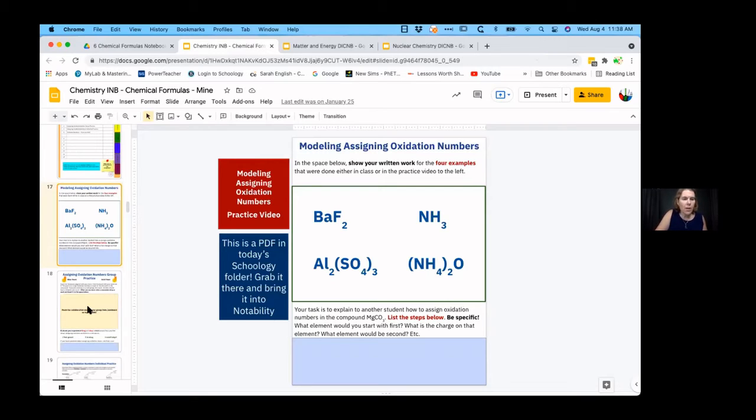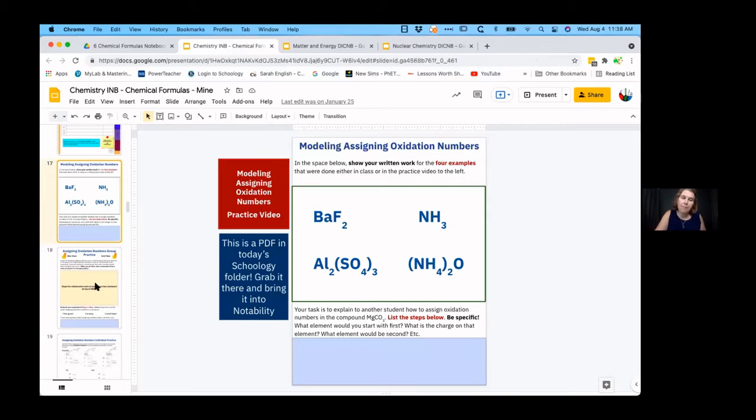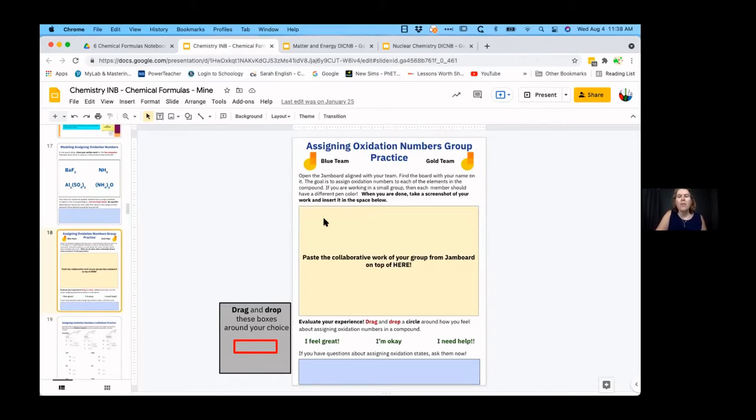Sorry, and this of course is all in edit, because you can't put these notebooks on display. Then they might go, blue, gold team, to a Jamboard and do a bunch of practice, taking a screenshot of their individual practice. And then they can drag and drop and tell me how they feel.